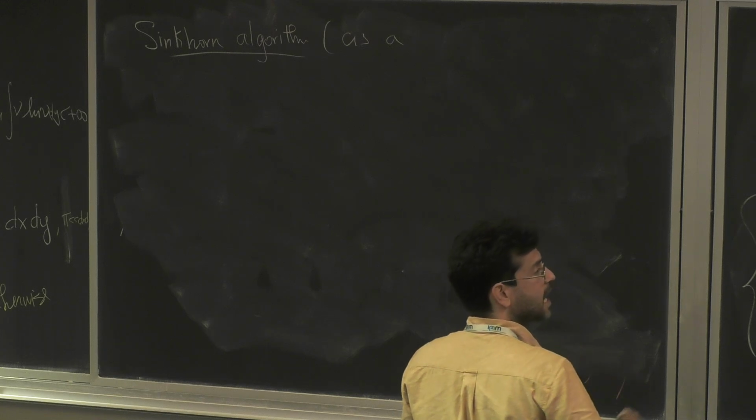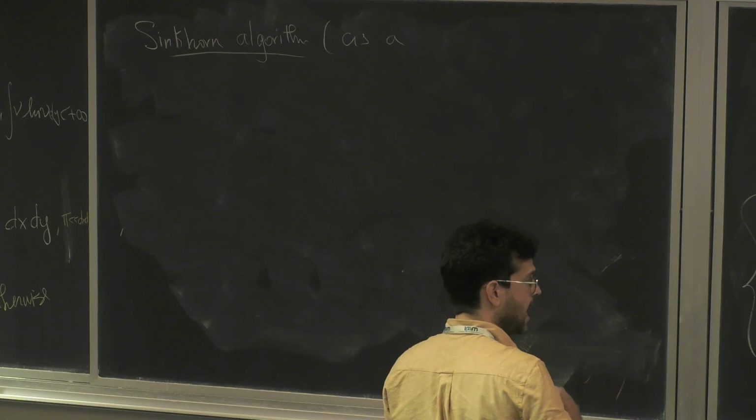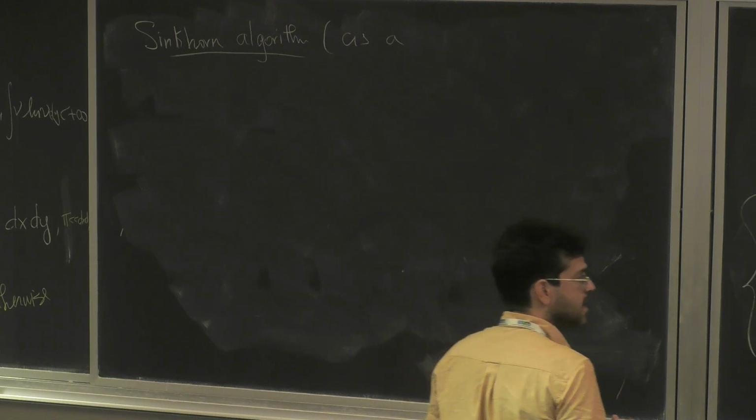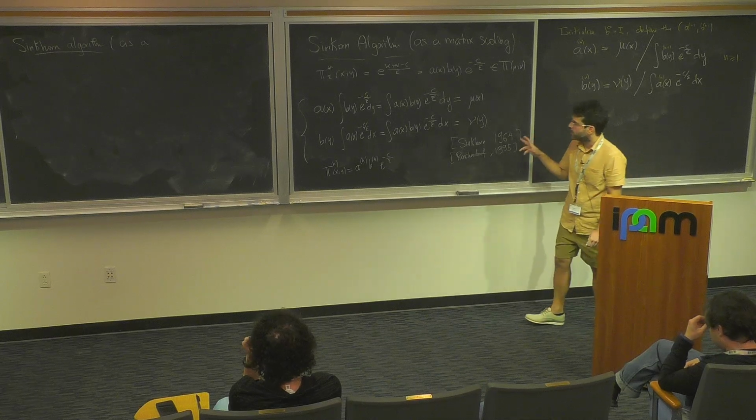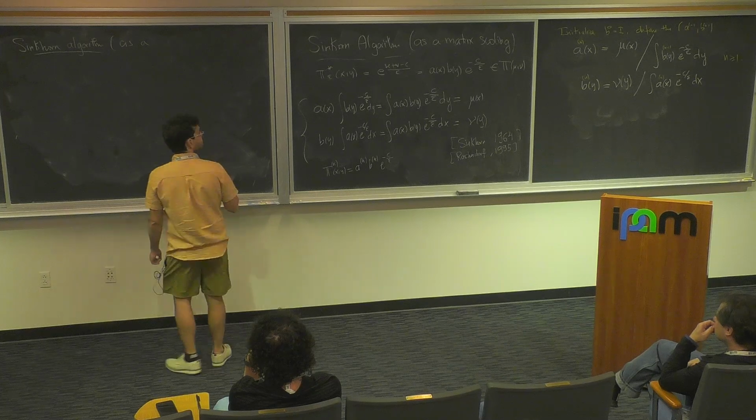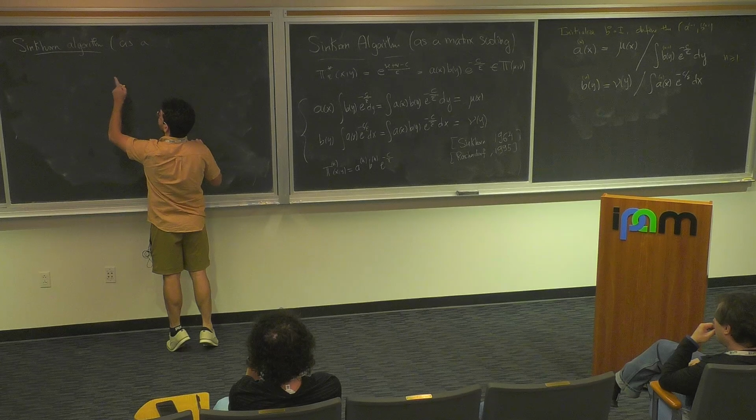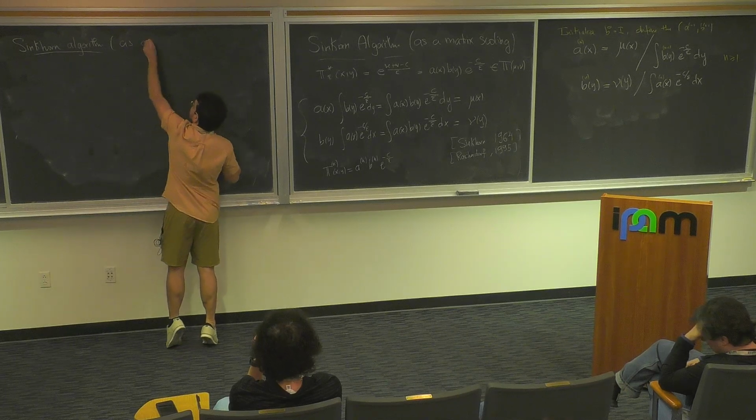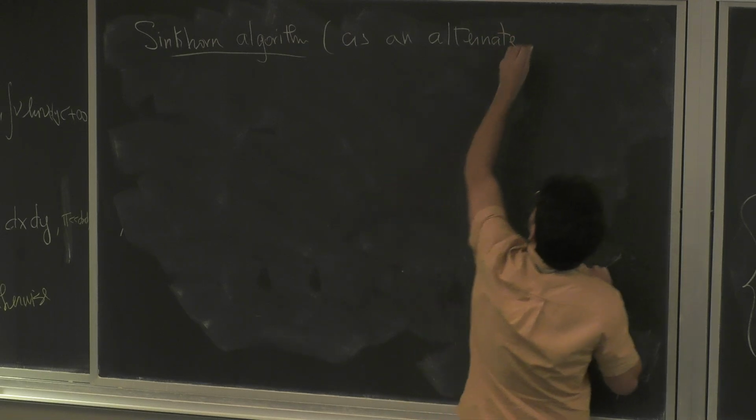So what I want to do is try to change to a different viewpoint, to understand a different way of using the Sinkhorn algorithm that is equivalent, to motivate a little bit some challenge that we have in quantum optimal transport. So now I want to think about the Sinkhorn algorithm as an alternate maximization.